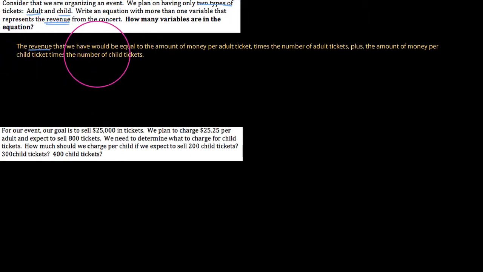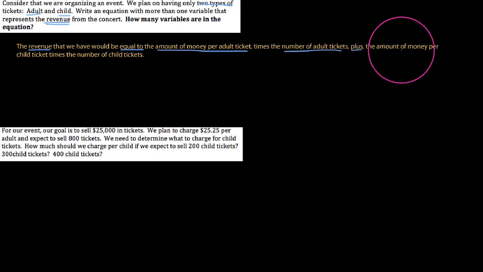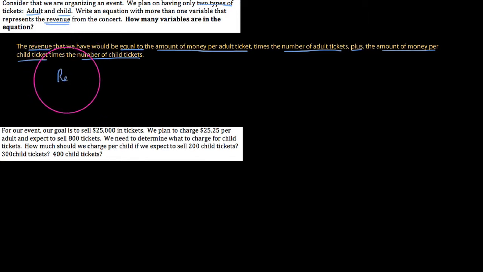The revenue that we would have would be equal to the amount of money per adult ticket times the number of adult tickets, plus the amount of money per child ticket times the number of child tickets. So what we're going to do now is truncate this a little bit. We're just going to write this a little bit shorter.